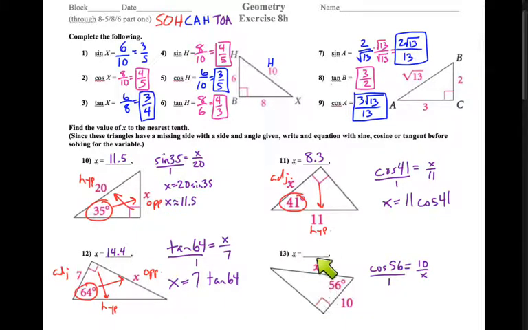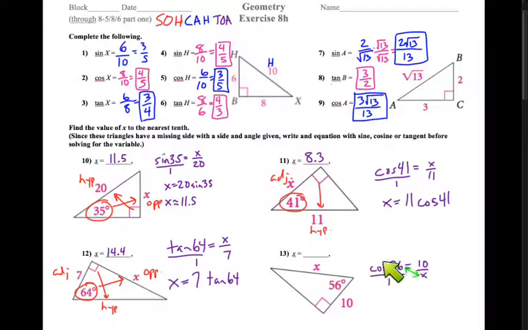X is the hypotenuse, 10 is adjacent. Adjacent over hypotenuse is cosine, so I get cosine of 56 equals 10 over x. Here, if I cross multiply, I won't get x by itself. This is where I want to switch the extremes. When the x is on the denominator, switch the extremes. When x is on the numerator, cross multiply.